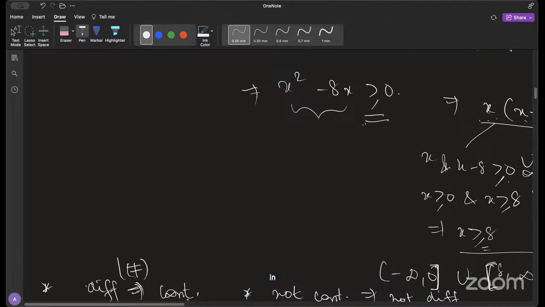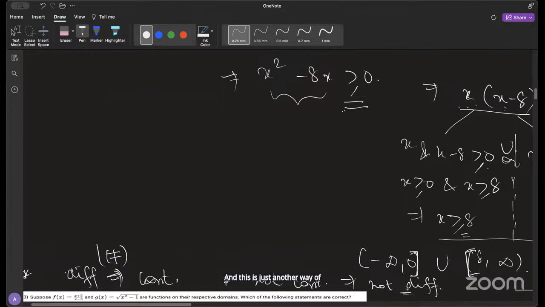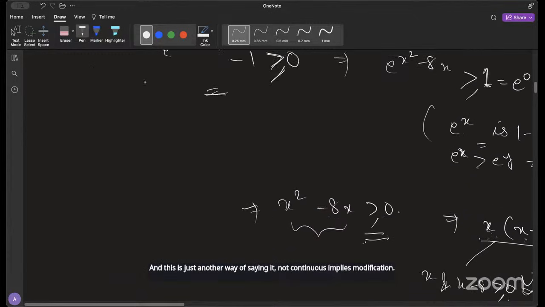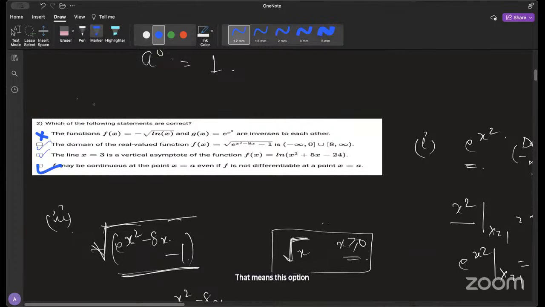In general, a continuous function might not be differentiable, but a differentiable function is always continuous. And this is just another way of saying it: not continuous implies not differentiable. That means this option should be correct. You can have a function which is continuous at a, but it's not differentiable at the point a.